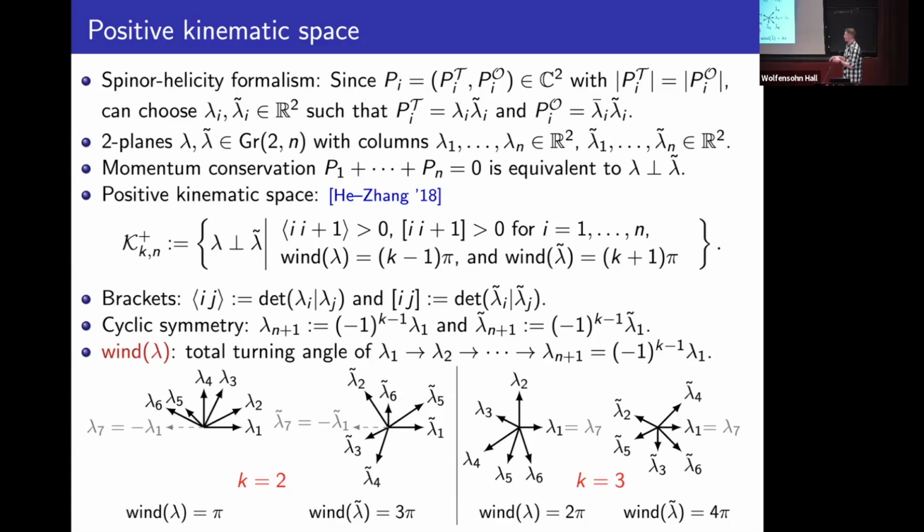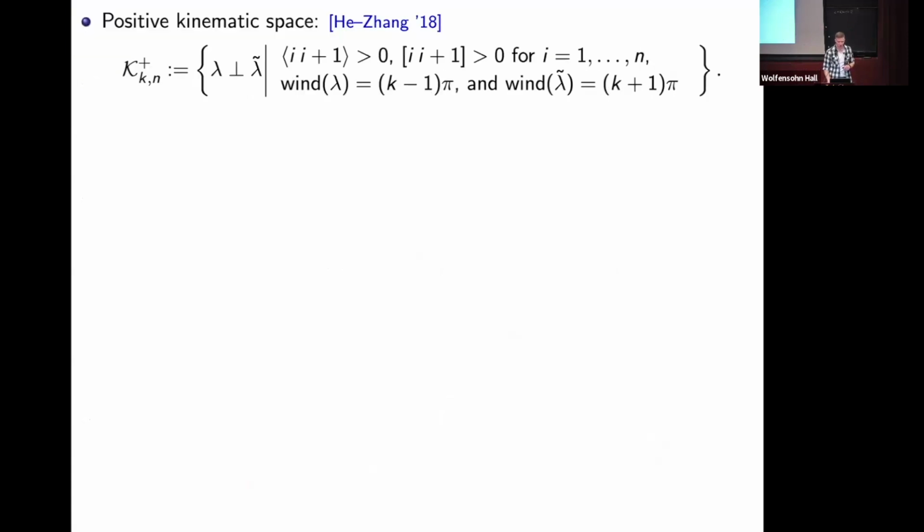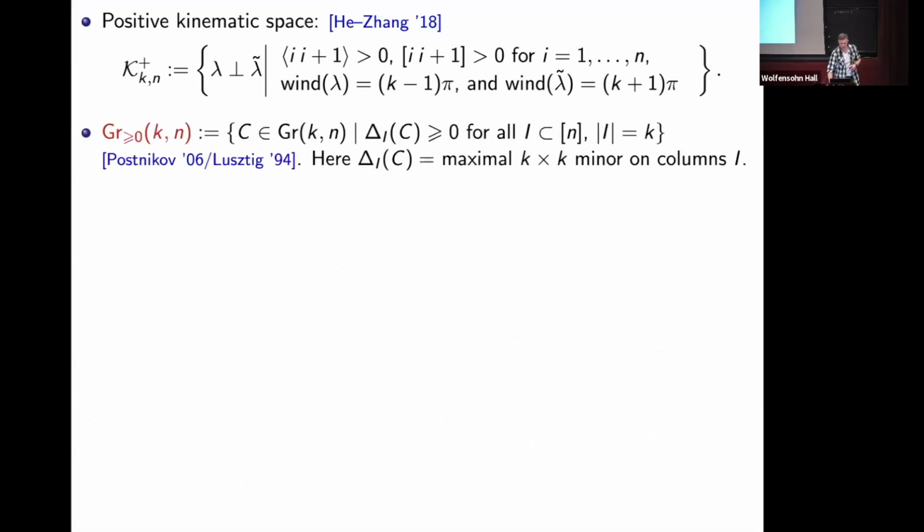So this positive kinematic space is one main ingredient of the main result. The other main ingredient is the positive Grassmannian, or the totally non-negative Grassmannian. I'm assuming many people have seen this, but the usual Grassmannian is the set of k-planes inside the real n-dimensional space, just all k-planes through the origin. You can think of each k-plane as a k by n matrix, the row span of a k by n matrix.